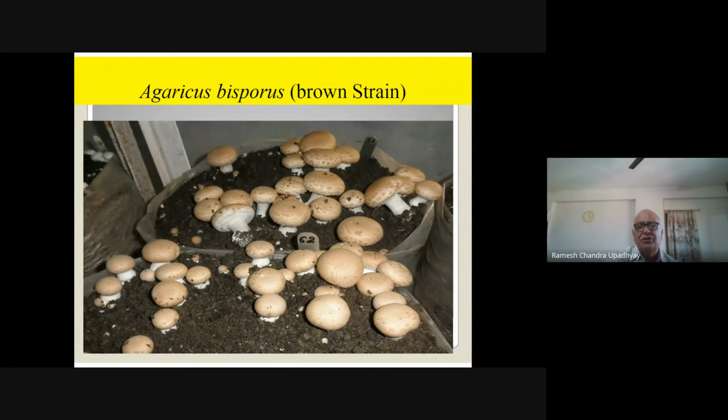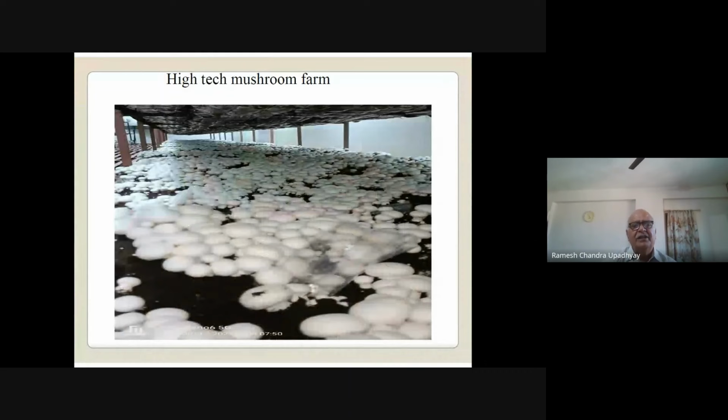This is a brown strain. You might be interested in how this brown strain looks. So this is a brown strain. This is a brownish color. That's why it is known as brown strain. Next one. The cultivation of both the species strains is similar. This high-tech mushroom house, you can see this white button mushroom. Next one.